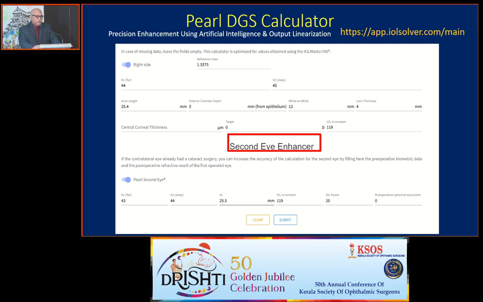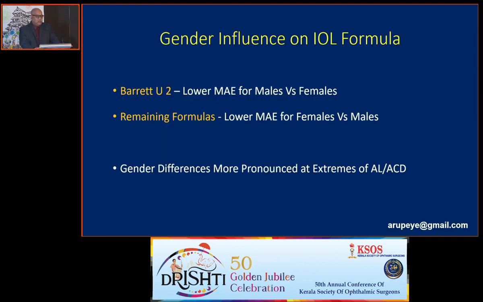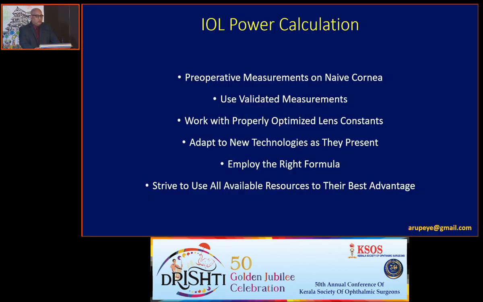So friends, please remember, before I forget, you can always make use of the second eye values to fine tune the results in the right eye. Preoperative measurements should be done on the naive cornea. Use validated measurements, work with properly optimized lens constants. Adapt to new technologies as they present. All new technologies are not the best, that is to be remembered. Employ the right formula and strive to use all available resources to their best advantage.